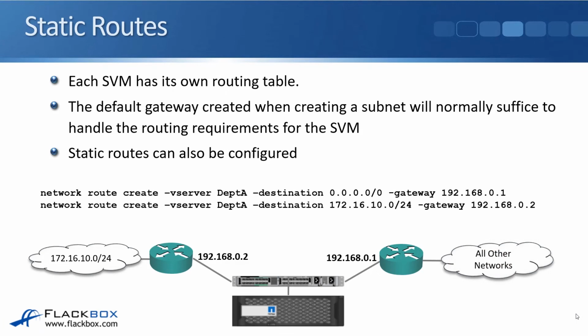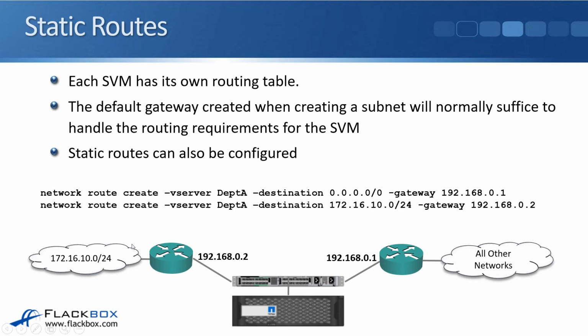Okay, last thing to talk about here is static routes. So each SVM has its own routing table. The default gateway, which is created when creating a subnet, will normally suffice to handle the routing requirements for the SVM. But static routes can also be configured. So if you have a strange situation like you see in the diagram here, then we can use static routes to configure the routing however we want it. And really, this would be a very strange situation. You would not normally see this, but I'm showing you it here just so you can understand that if you ever do have a network topology like this, then you can configure static routes.